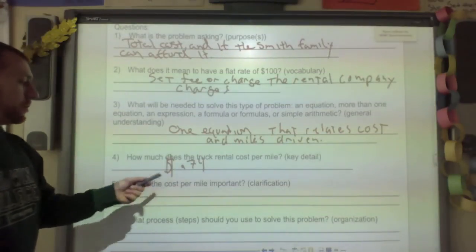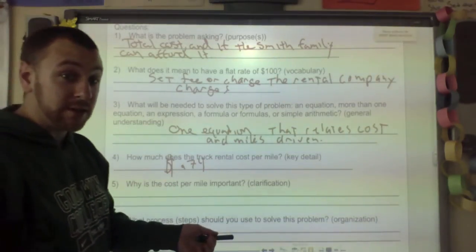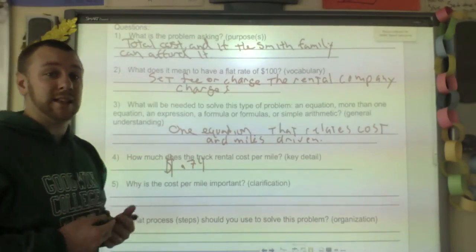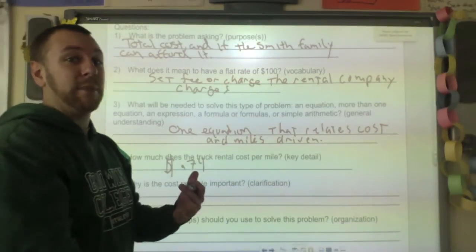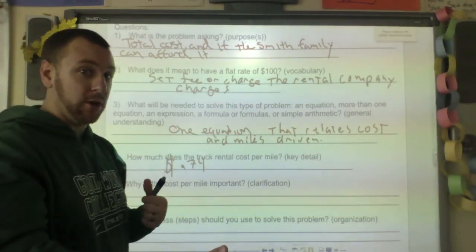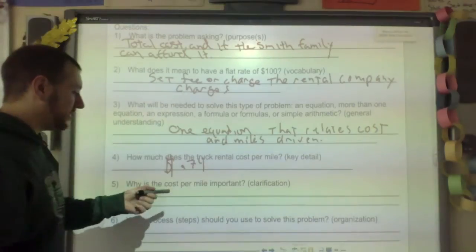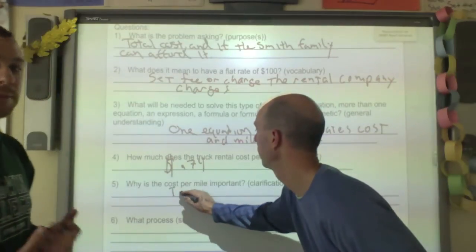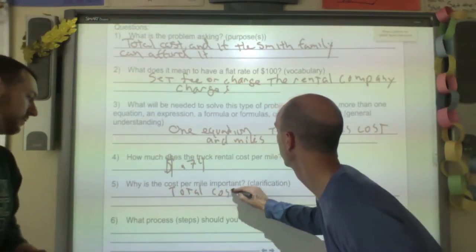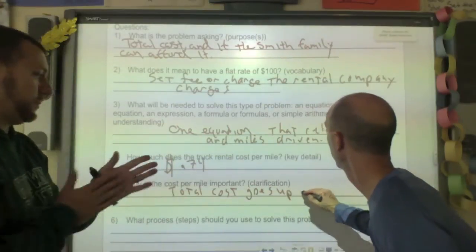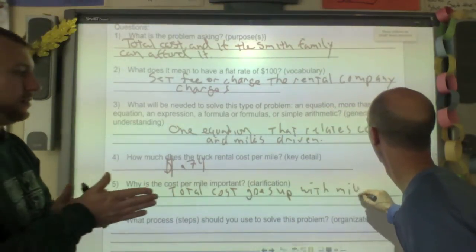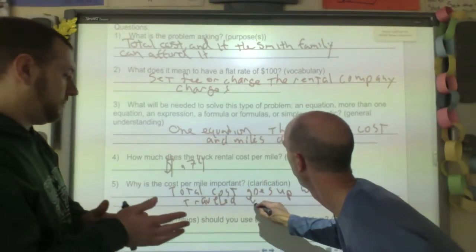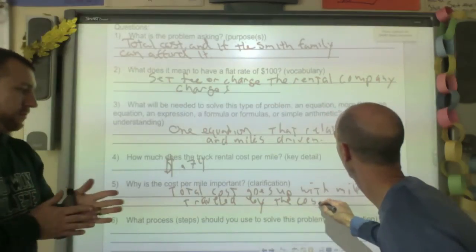Okay, why is the cost per mile important? Because I need to know how much I'm traveling, and based on how many miles I travel, my cost is going up for every mile that I'm going. So that's why it's important, because for every mile, it's going up 74 cents. So the cost is going up for every mile that I'm traveling. Right, total cost goes up with miles. Travel by the cost per mile.